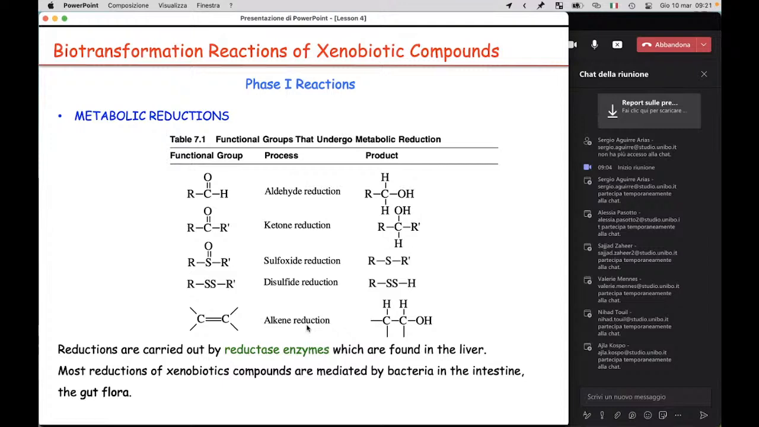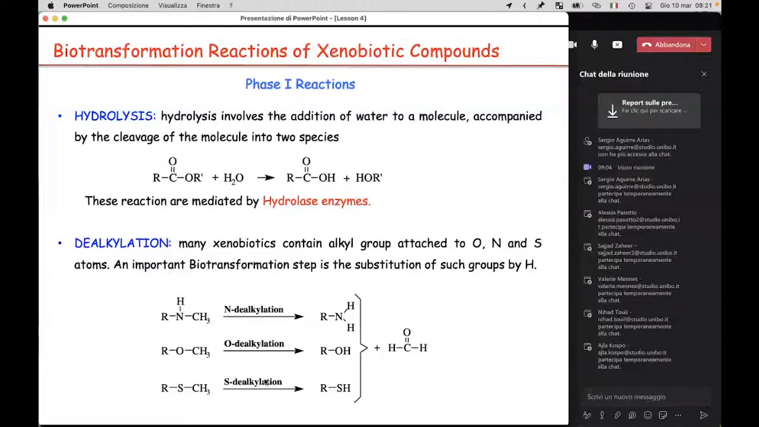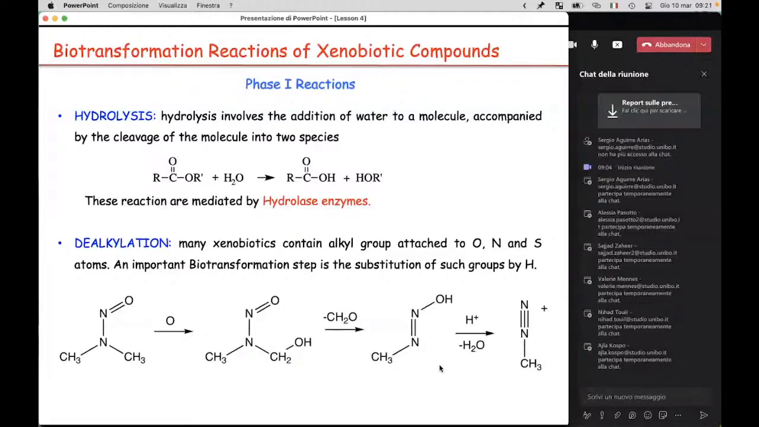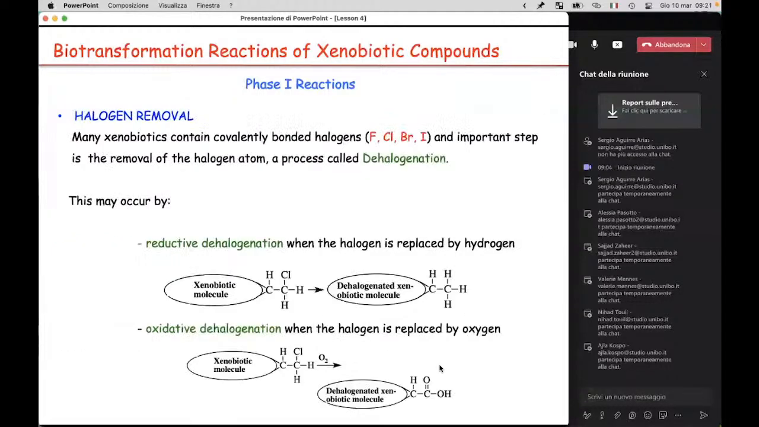Hydrolysis, dealkylation. Usually dealkylation is oxidative, so it is carried out at a non-carbon atom here, and we obtain the corresponding non-carbon atom containing molecule and the oxidized form of the remaining part of the molecule. Different kinds of halogen removal, again with oxidation often.